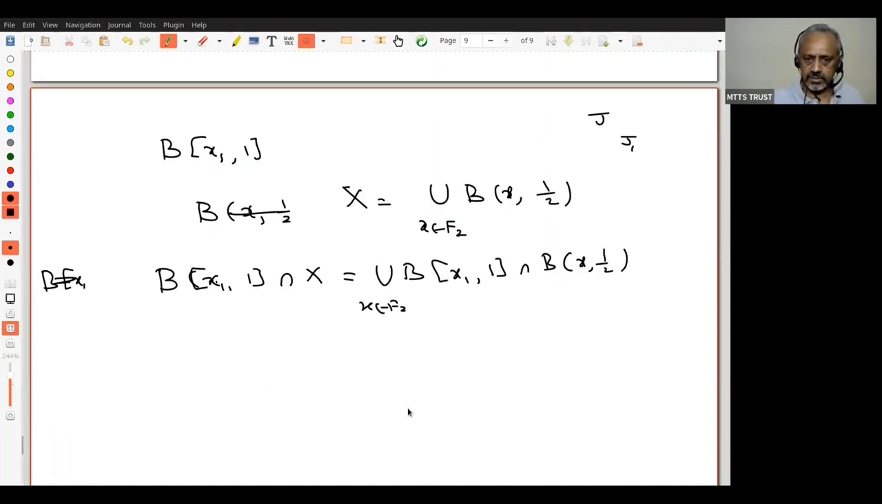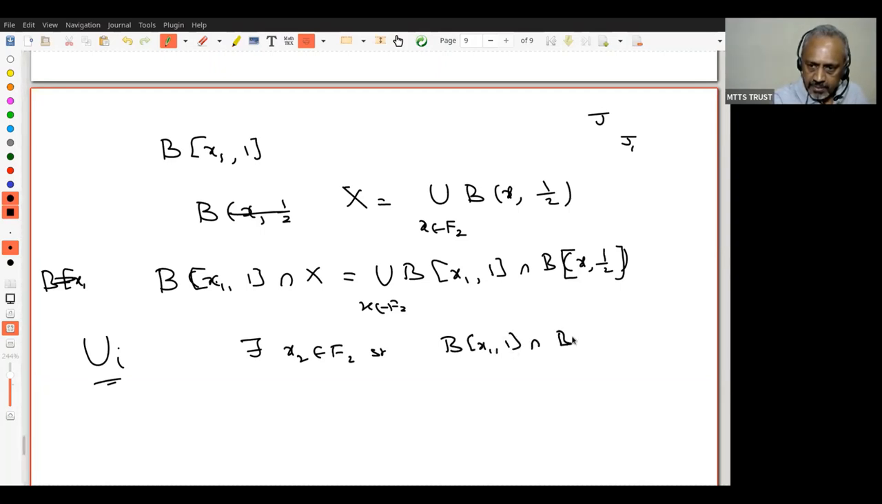You understand this? Now my Ui is an open cover for X. Therefore, Ui is an open cover for this. And how many of them are there? Finitely many. Therefore, I can write this as actually equal to this one, like last time. Are you happy? So there is at least one x2 in F2 so that Bx1 intersection Bx2 half has no finite subcover.